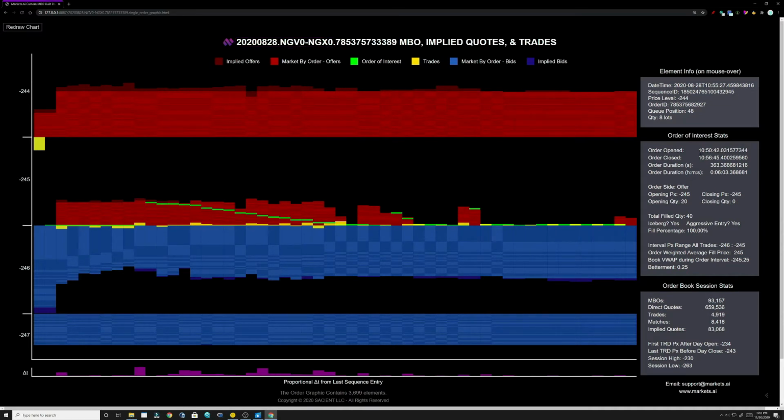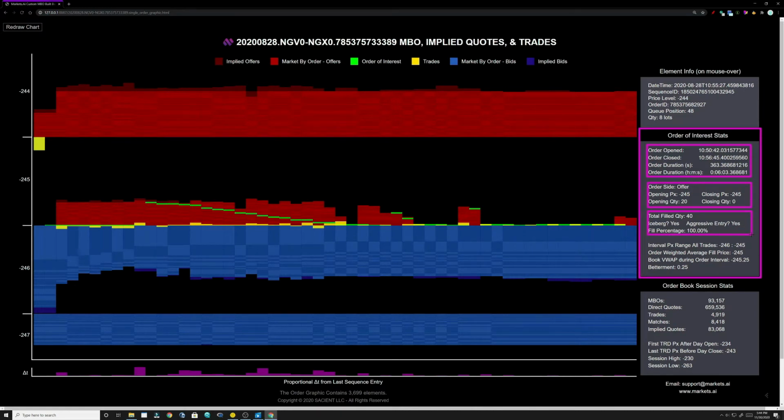The first thing that we're going to do is go over here to our order of interest and orient ourselves to the basic information about this particular order. So it was opened at 10:50, closed at 10:56, was around for 6 minutes. 245 offered with an opening quantity of 20. And it was filled for 40. So that's pretty much a dead giveaway that it's an iceberg.